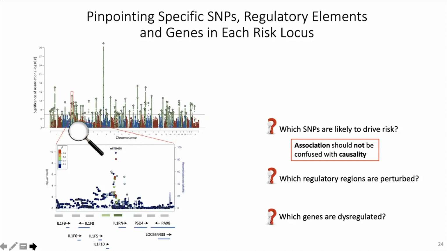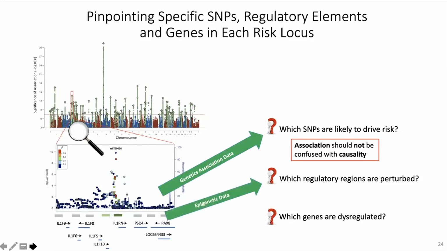So basically, you can see that a single data type cannot answer all of these questions. You may need genetic association data to answer the first question, epigenetic data to answer the second question, and gene expression data to answer the third question. And in fact, we want to combine these different data sets together in order to have a full understanding of the disease mechanism. So the key here is how we can develop a model that can effectively combine all of these data sets together.